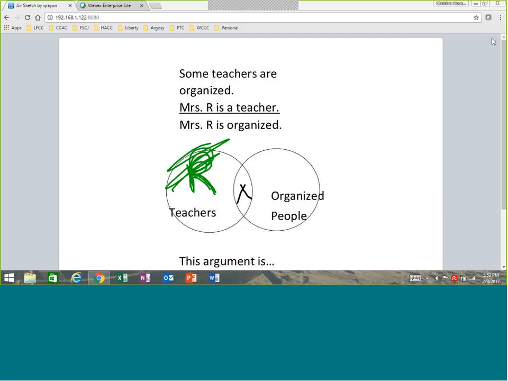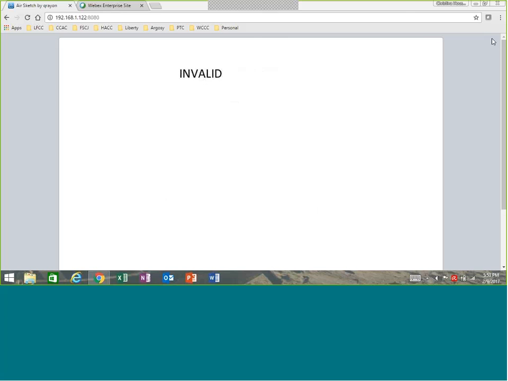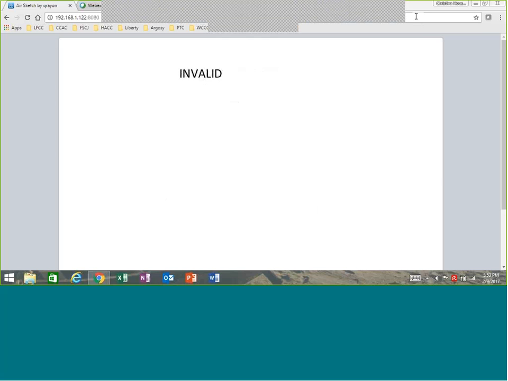If I drew it like this and I put Mrs. R in the intersection, it's valid. But Mrs. R is a teacher, which means Mrs. R has to be in the teacher circle somewhere. Doesn't have to be in the intersection. I could put Mrs. R right here, and in that case, it's invalid. And it only takes one picture to show invalid, and because of this one picture, this argument is invalid.